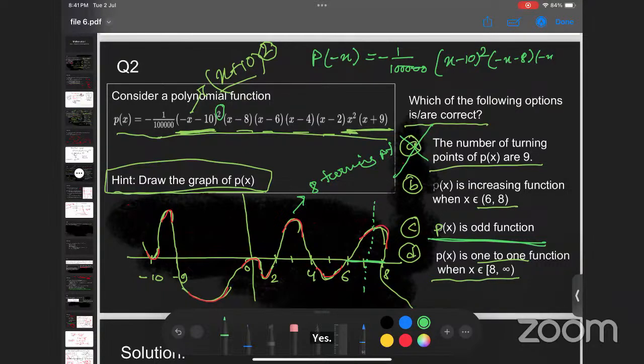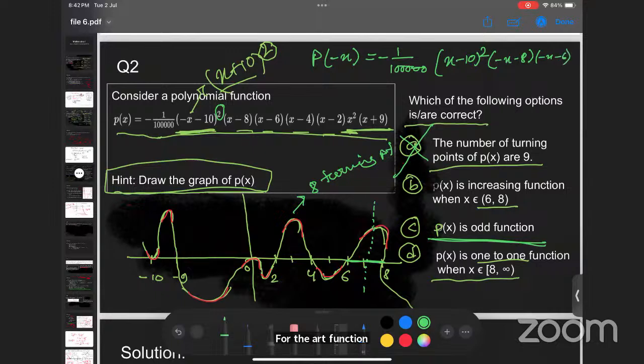Ma'am, please explain only option C first. Here we have a square, no? Minus 1 upon 10 raised to the degree of 5. The polynomial is degree 9. So minus becomes plus for the odd function.